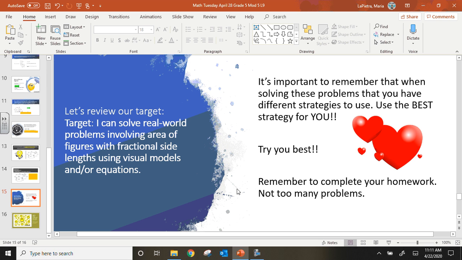And when we used the other method of changing our mixed numbers into improper fractions, we wrote our equations out and we solved. Okay, so it's important to remember that when solving these problems that you have the different strategies to use. So use the best strategy for you.